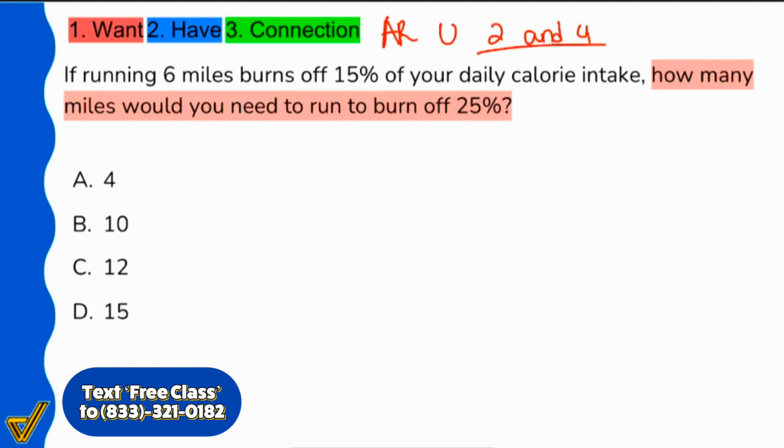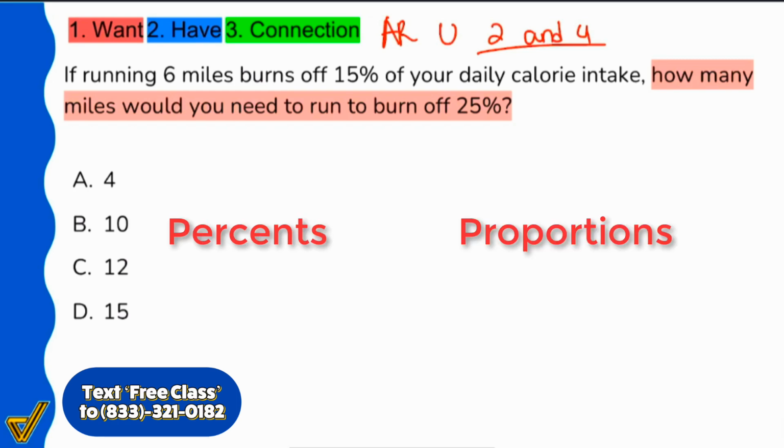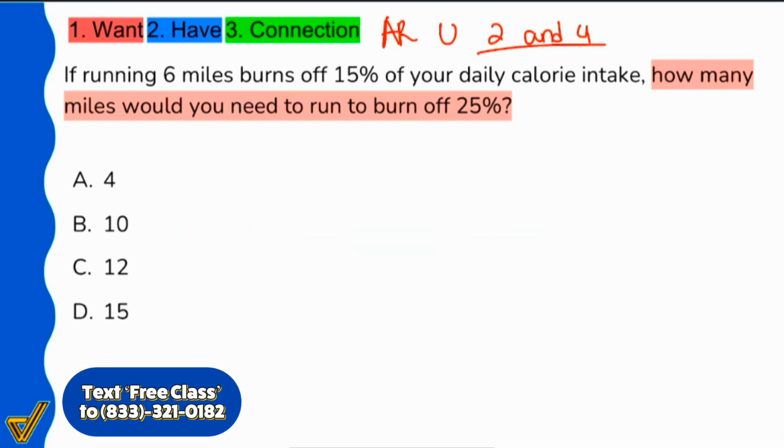Now, here's the thing. Obviously, we see that there's a percent here. And what makes this question a little unique is simply going to be the way that I solve it. So I want to show you a different way to handle a problem like this, because percents and proportions are actually the same idea. So here we go. In red, I already have that highlighted. How many miles, so we'll say blank m miles. And that corresponds to 25% of my daily calorie intake.